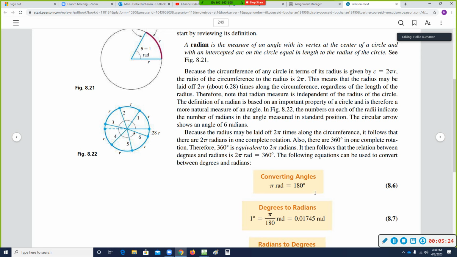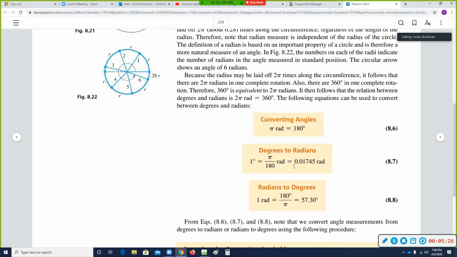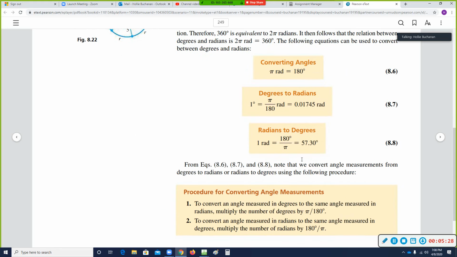We looked briefly at conversions before. We'll do some more conversions again, but that's straightforward. If you remember that pi radians is 180 degrees, or 2 pi radians is 360 degrees, then you can multiply by pi radians over 180 degrees to convert from degrees to radians, or you can multiply by 180 degrees over pi radians to convert from radians to degrees.